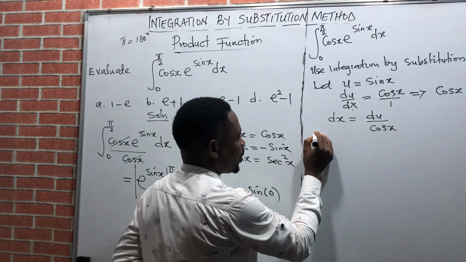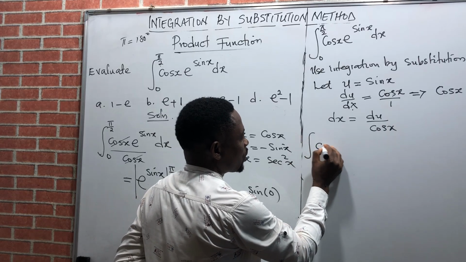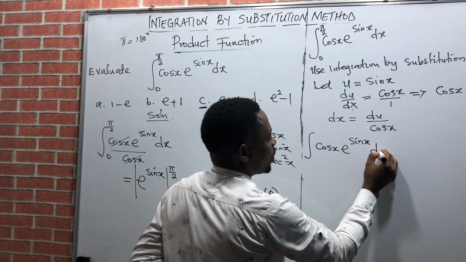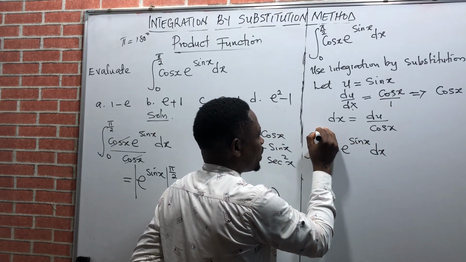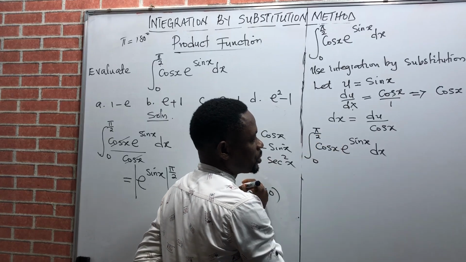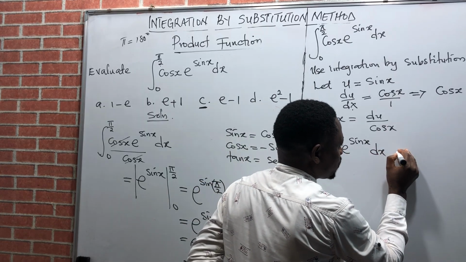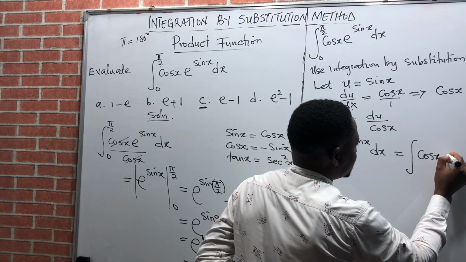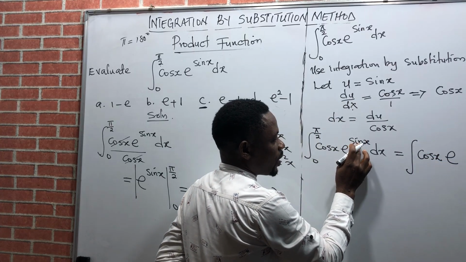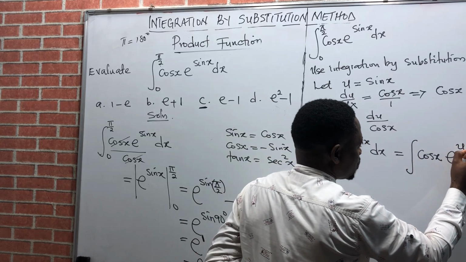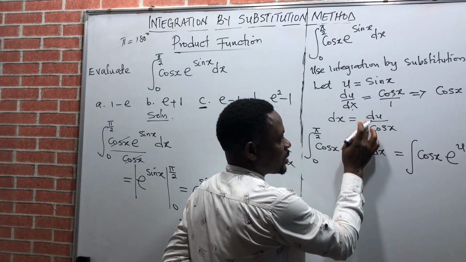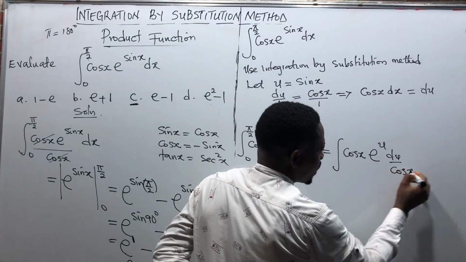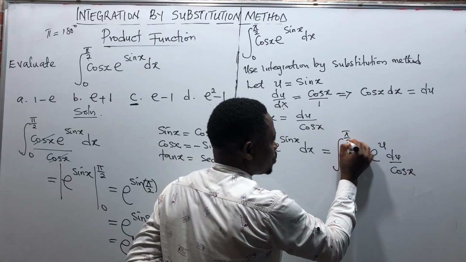So get back to the question. Integral of cos x exponential sine x dx, bounded by upper limit pi over 2 and 0. Well, let's now substitute. This is now the integral of cos x, then exponential. We know the value of sine x, sine x is u. Then we know dx: dx is du over cos x. I'll have du all over cos x, bounded by pi over 2 and 0.